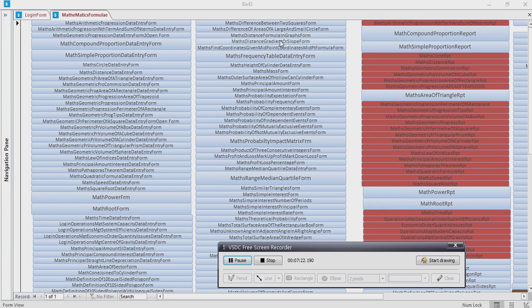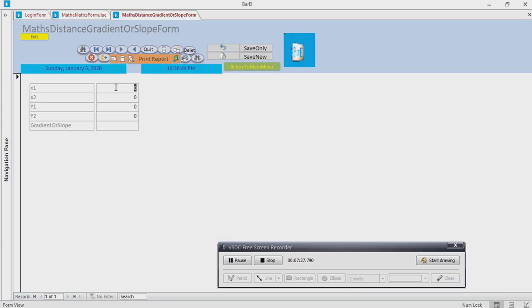How to calculate slope or gradient. If x1 is 2, x2 is 3, and y1 is 5, and y2 is 7, then the gradient is 2.